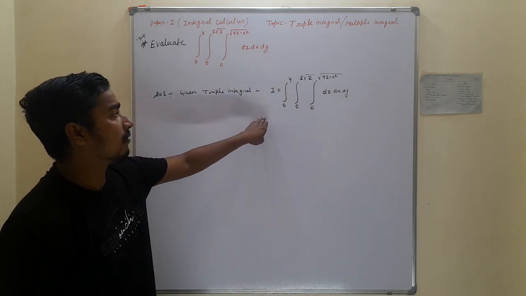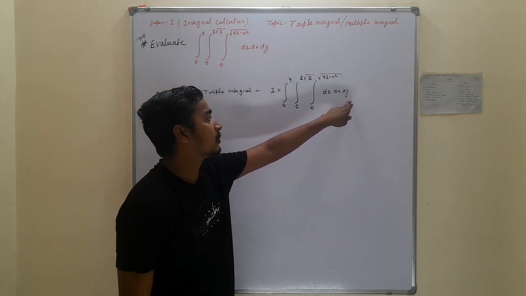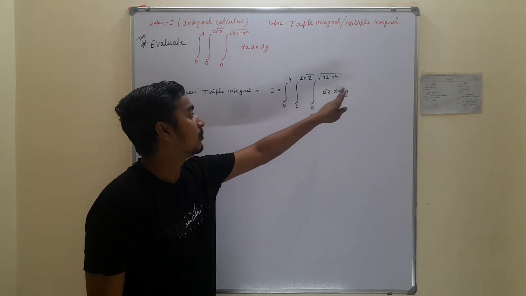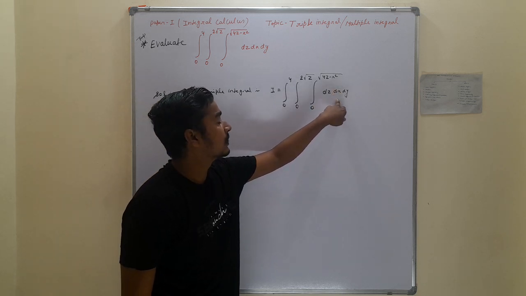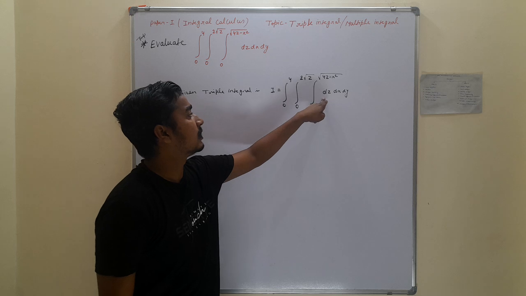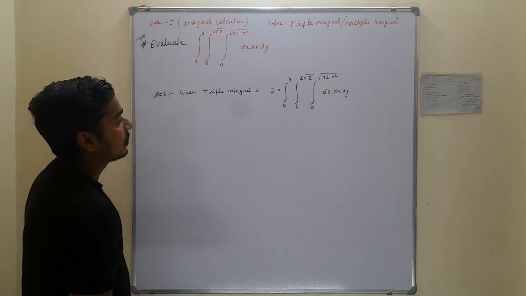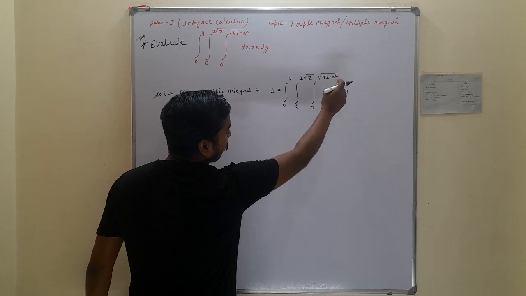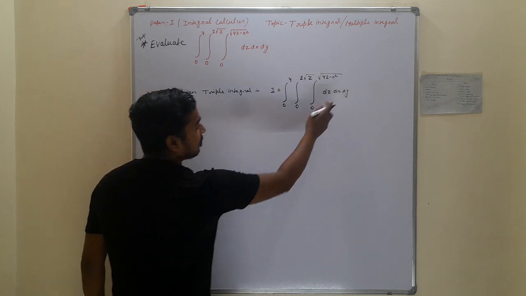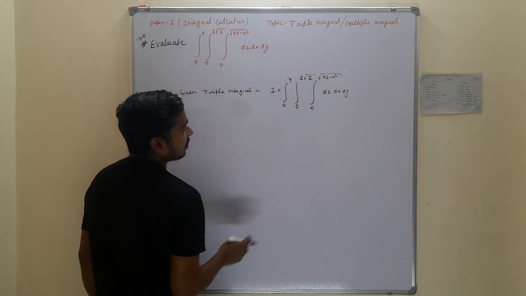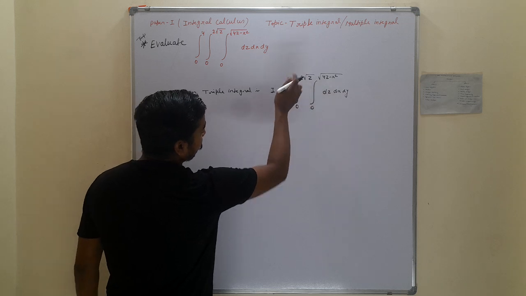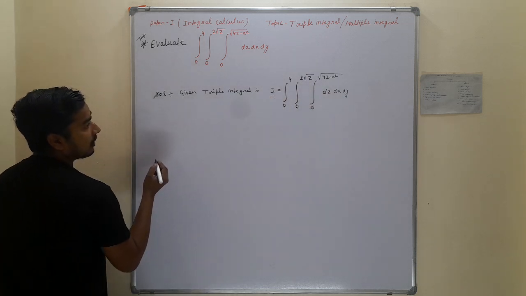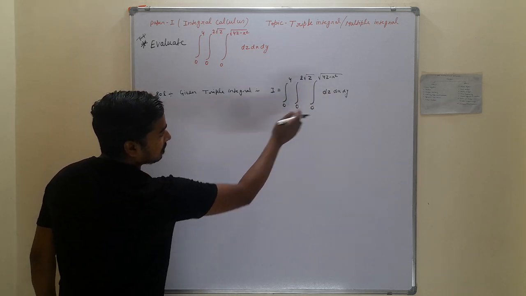For the given triple integral, first we have to integrate with respect to y, then with respect to x, and last with respect to z. The limit of y is 0 to under root 4z minus x square, the limit of x is 0 to 2 root z, and the limit of z is 0 to 4. Let's solve. Further we integrate with respect to y.